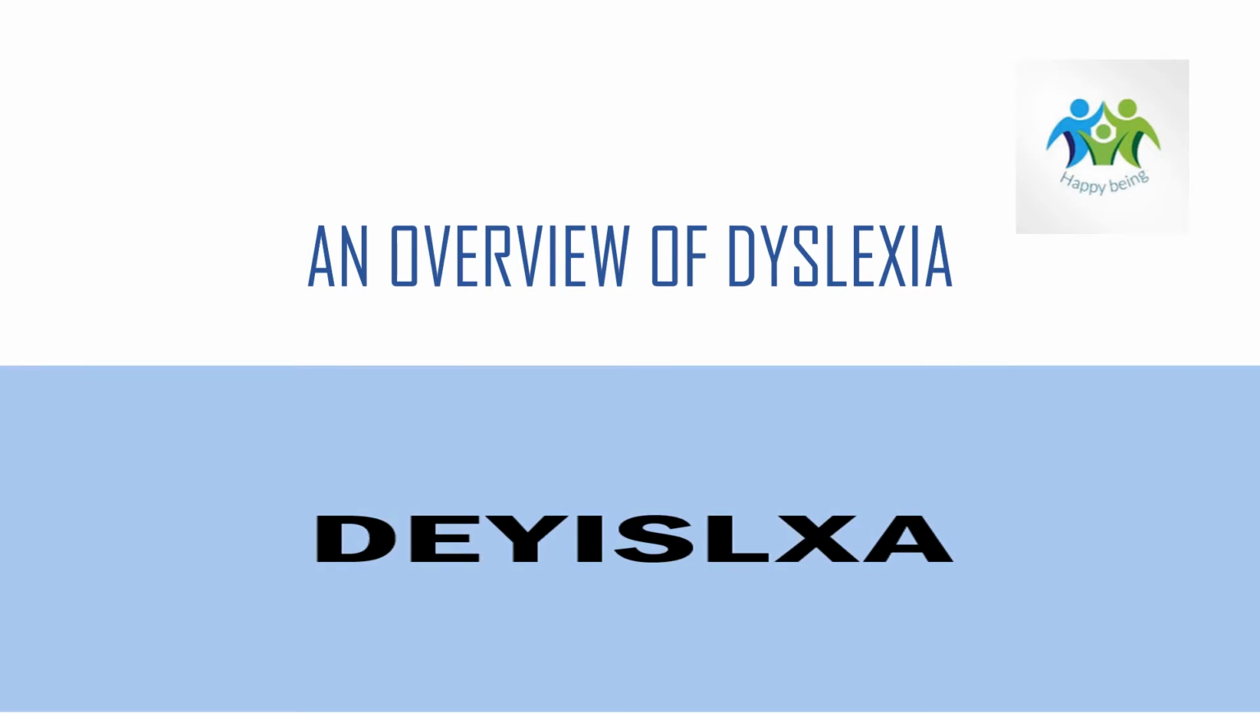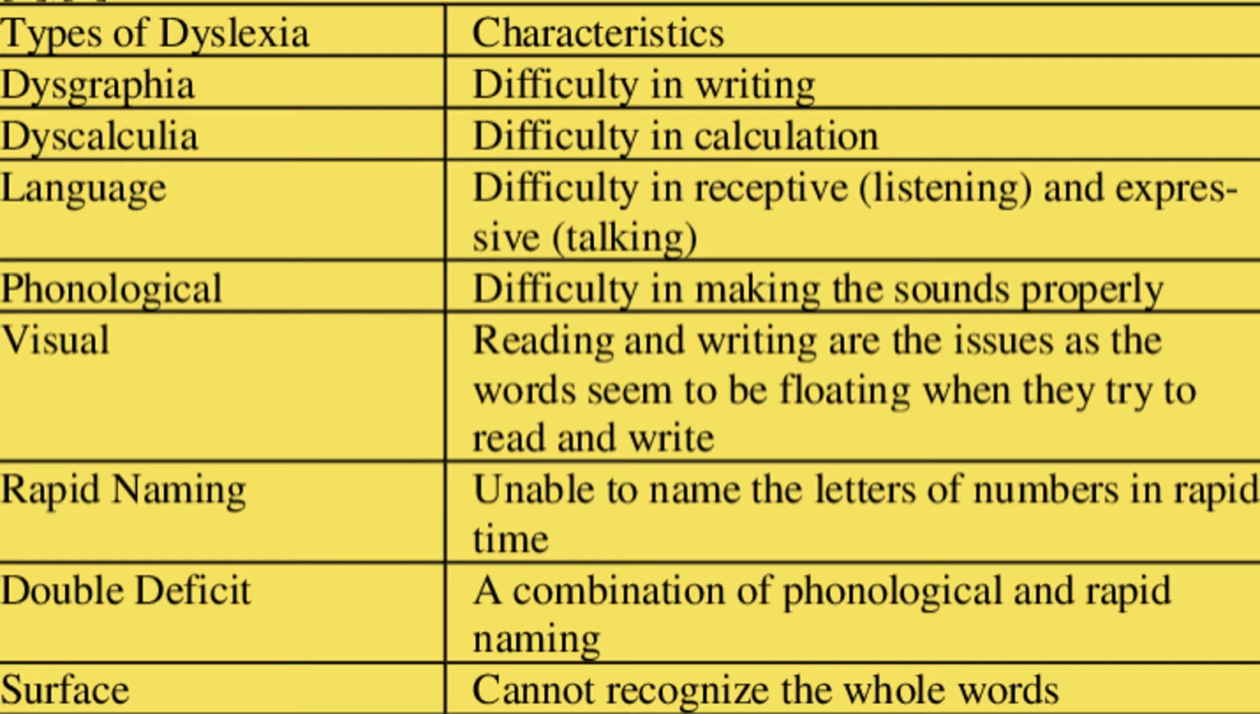So let's get started. There are different types of dyslexia, but there are four major forms of dyslexia in which there is a problem in reading, writing, spelling, or fine motor and gross motor skills. So these are being split into different types. Number one is dysgraphia, in which a child faces difficulty in writing. Next one is dyscalculia, that is difficulty in calculation. Language, difficulty in receptive, that is listening, and expressive, talking problems. Phonological, difficulty in making the sounds properly.